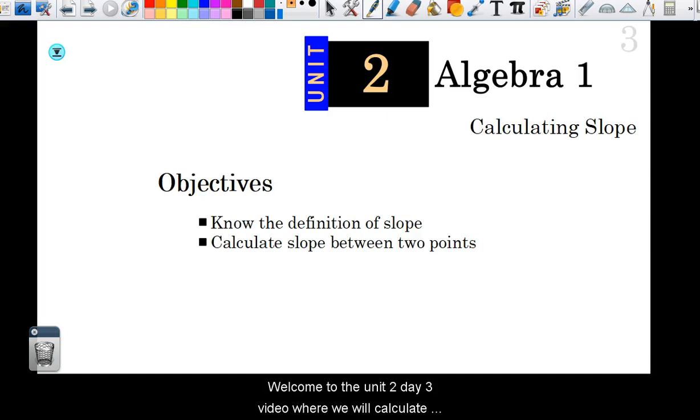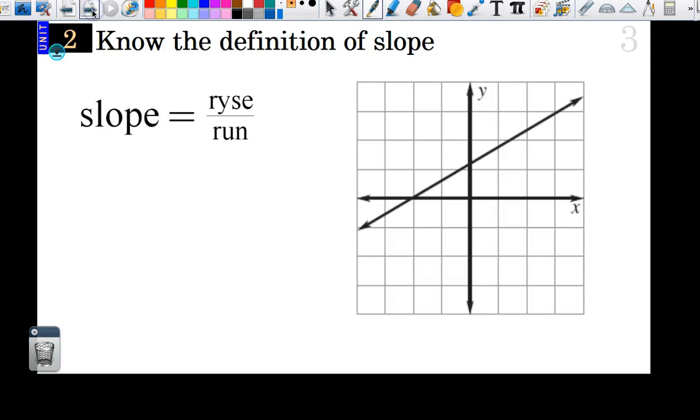Welcome to the Unit 2 Day 3 video where we will calculate the slope of a line. Now slope is the rise of the line over the run, and you can see that I spelt rise incorrectly on purpose. That's to remind you that y's will always go on the top. The difference in y values will always go on the top, and you will divide by whatever the run is horizontally. And I always calculate my slope left to right.